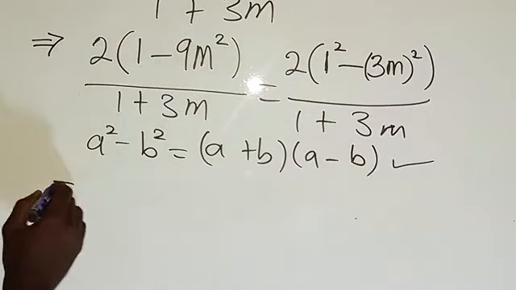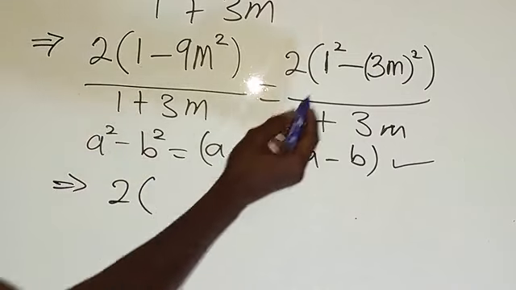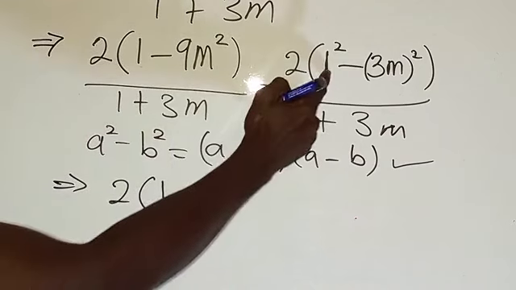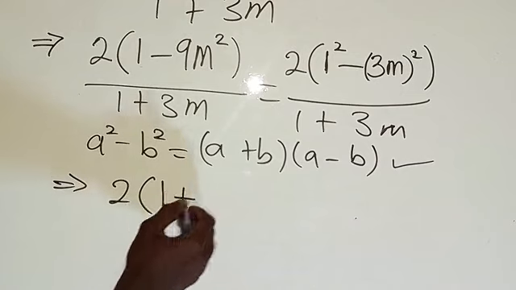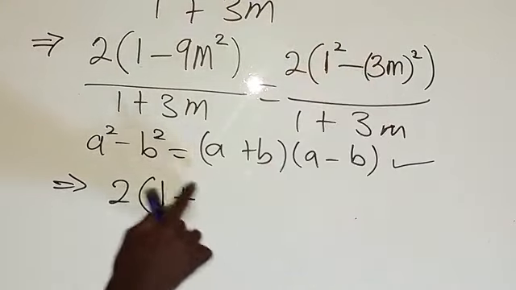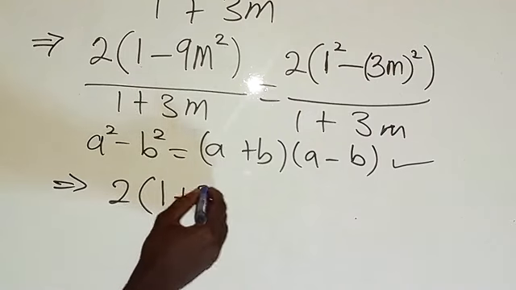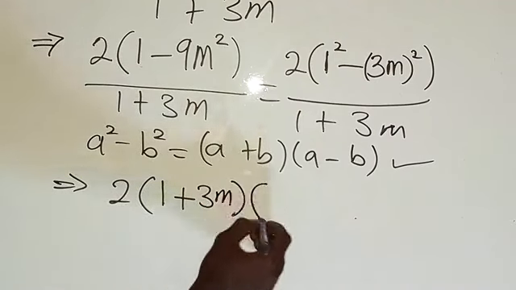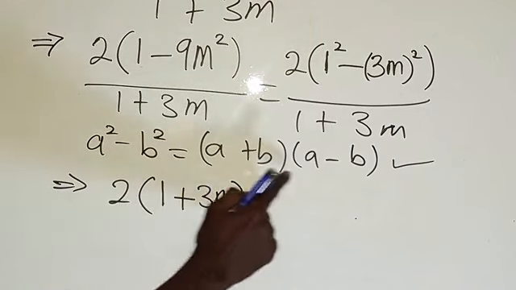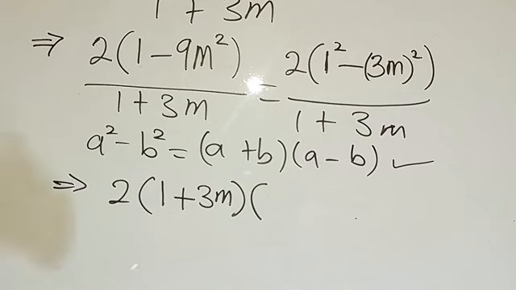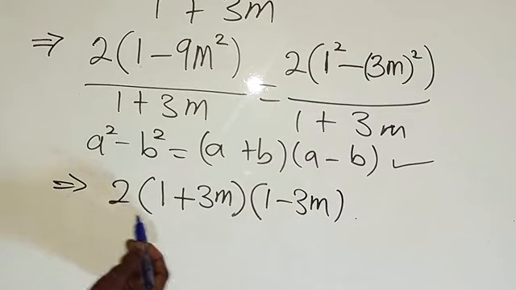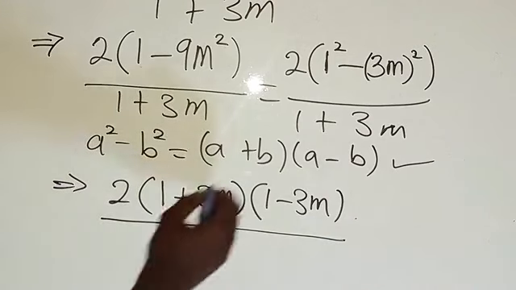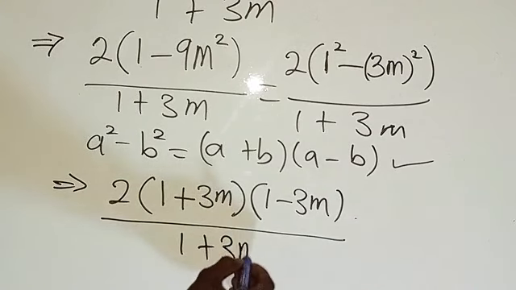So this is going to be 2 into bracket. This is going to be 1, because this one is like my a, then plus first. This 3m is like my b, right? So it's going to be 3m, then into bracket. I will do the second one that is having a negative sign. So this will be 1 minus 3m. So therefore this one now is the expansion of this numerator here, divided by 1 plus 3m.